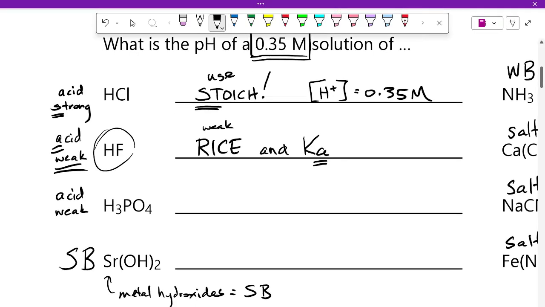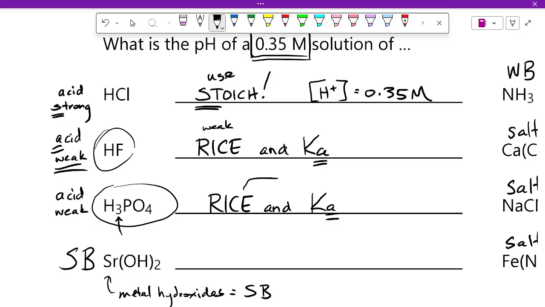And we're not going to worry about doing that because that sounds like a lot of work, okay? Here we have H3PO4. It's a weak acid. What will we use? RICE and Ka. The only thing about this is it has 3 hydrogens. How many hydrogens come off? Only 1 hydrogen comes off in the reaction.